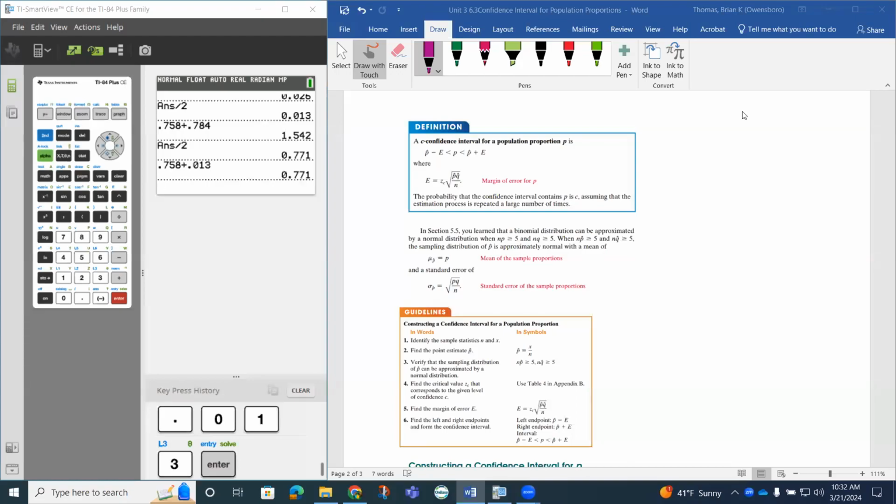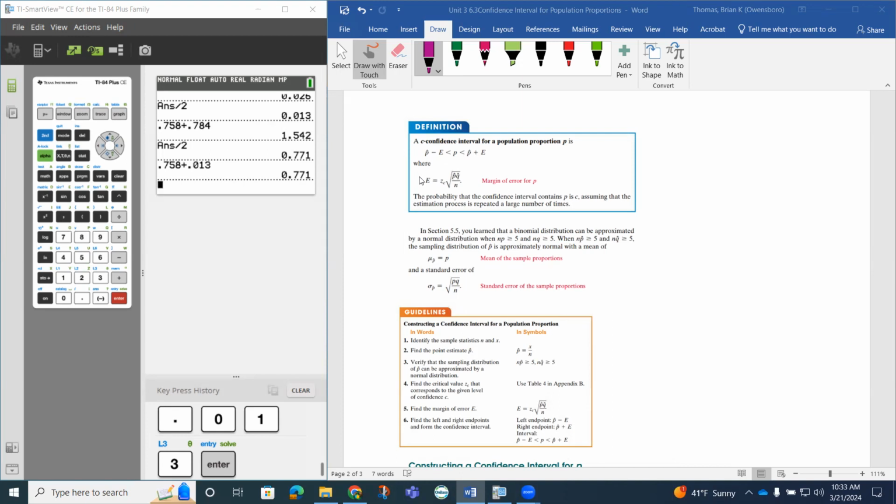So as we continue on into 6.3, we want to start building these confidence intervals for the population proportion. Again, the way we do this, we have to use this point estimate, which is the sample proportion. We're going to subtract the margin of error to get the left bound, if you will. And then we're going to have the sample proportion, and we're going to add the margin of error to get the right bound. So that's going to get us our confidence interval.